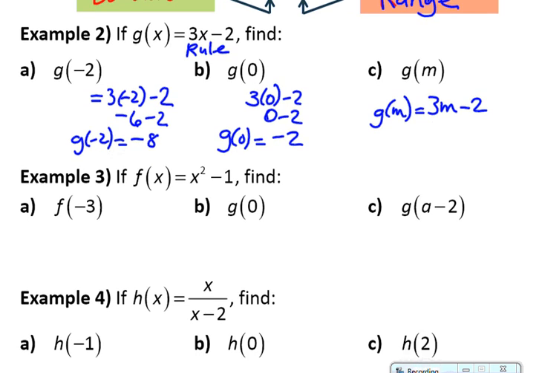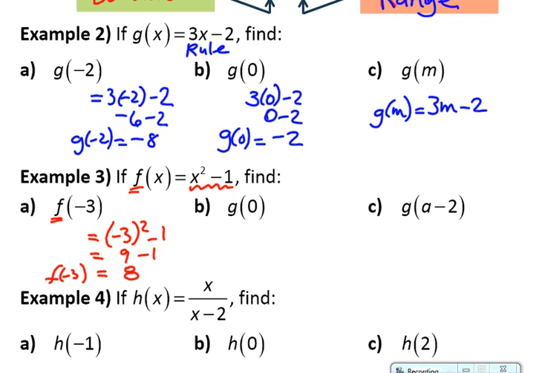If f of x is equal to x squared minus 1, again, this is my new rule. The rule up there was named g. This rule is going to be named f. So f of x is equal to x squared, subtract 1. When I see the f, I go to the f rule right there. So those are going to match. I'm going to put the negative 3 into my rule, x squared minus 1. So f of negative 3 is equal to negative 3 squared minus 1. That's 9 minus 1, and that's 8. So f of negative 3 equals 8.